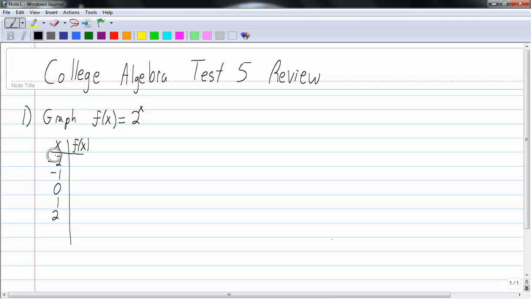So we want to take each x, plug it into the function, and see what you get out. So if I plug in a negative 2, I'm going to get out 2 to the negative 2 power. So that's 1 over 2 squared. You take it to the denominator to make the power positive. So that's 1 over 4, 1 fourth.